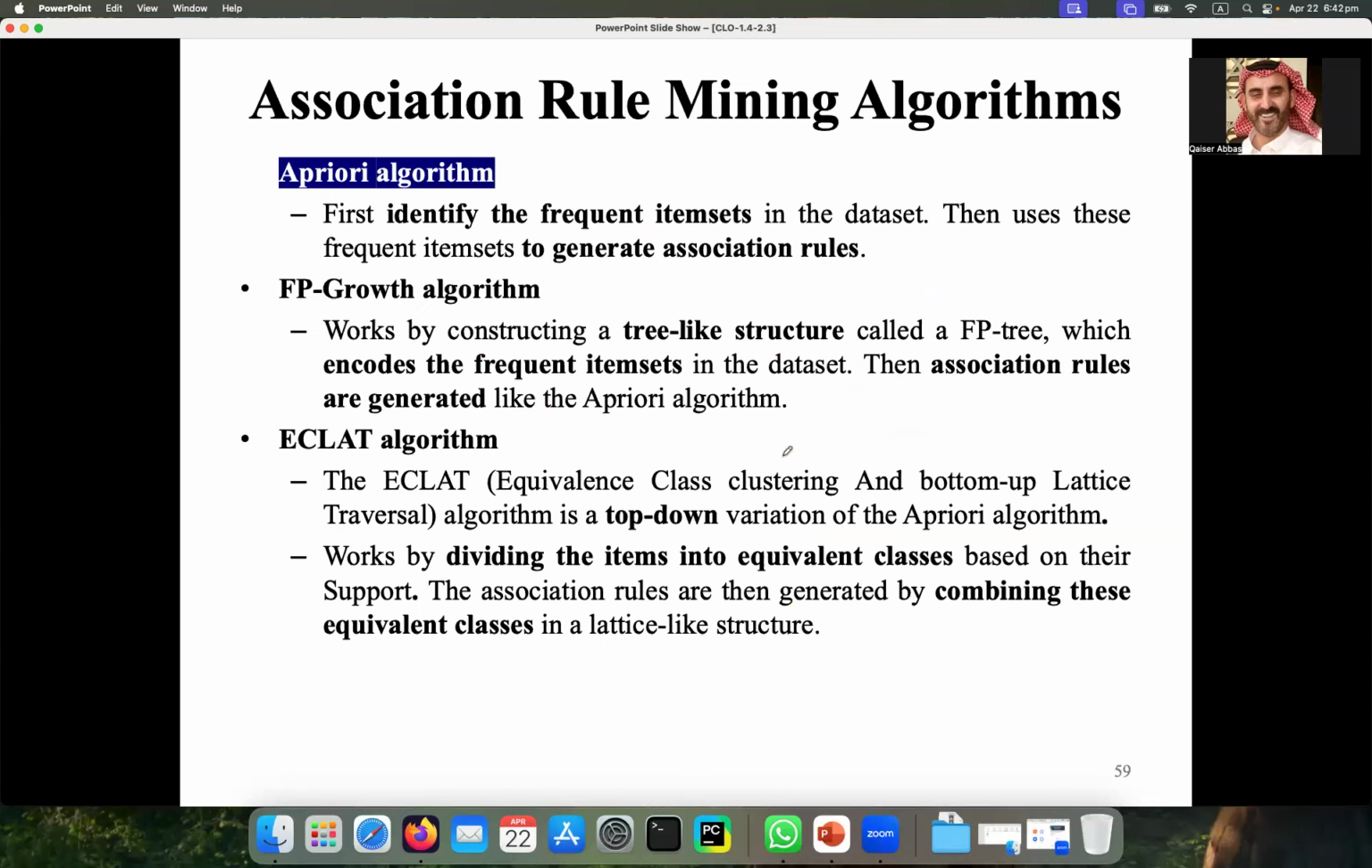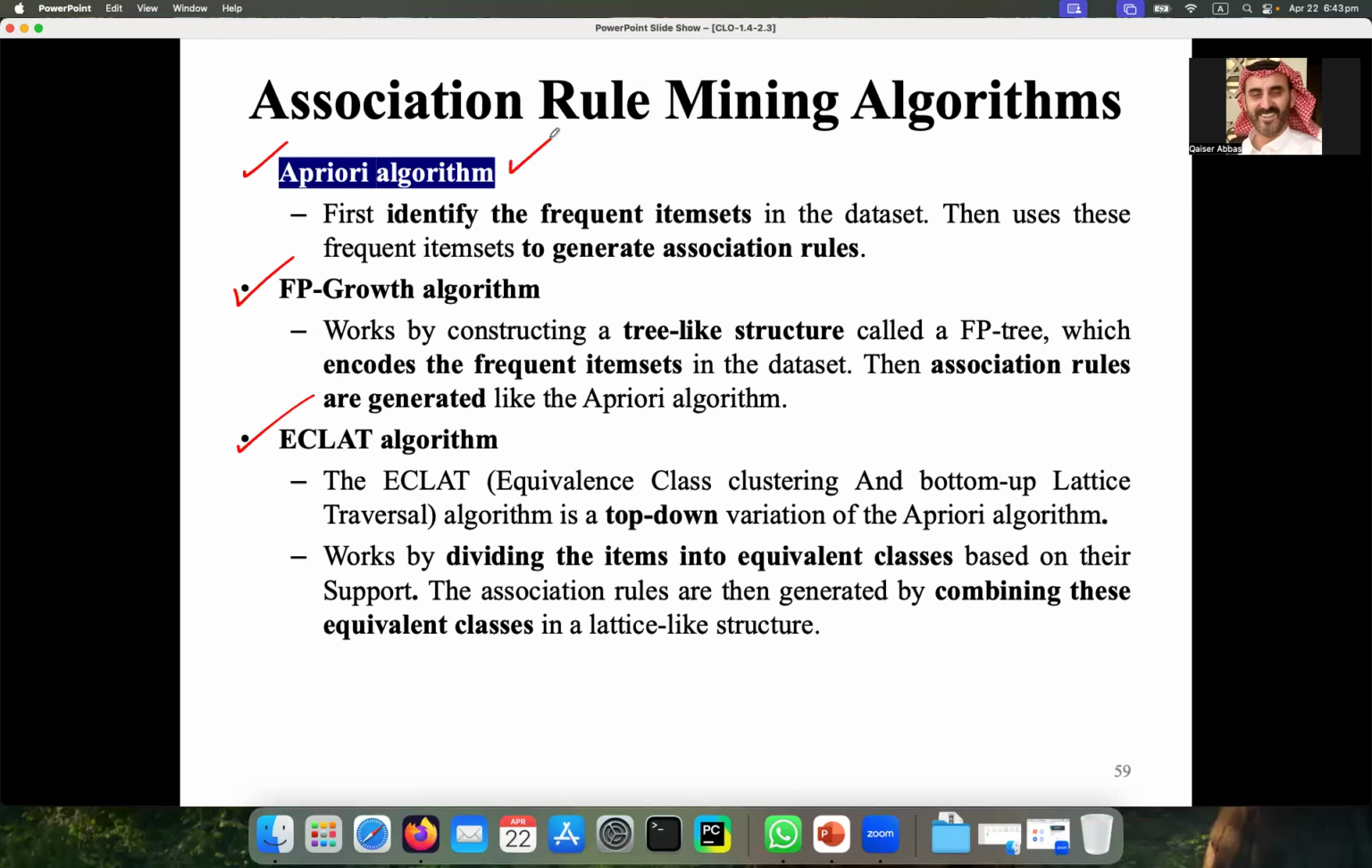What are the different algorithms that you can use for association rule mining? These are the equations that you are using, but what are the algorithms? In those algorithms, these equations are encoded. So these are three different algorithms. There can be more, but I have mentioned only three. The first one is the apriori algorithm. The second one is the FP growth algorithm. And then the ECLAT algorithm.